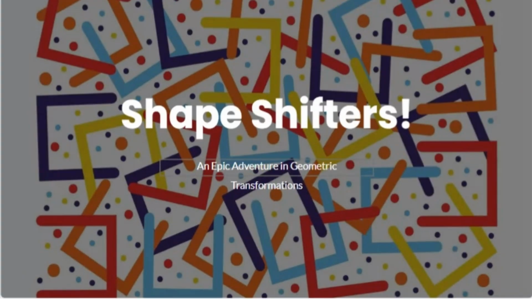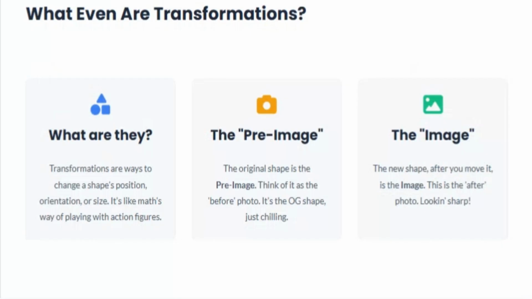Okay guys, in this video we are going to look at something known as geometric transformations, or just, in fact, shape shifters. So let's meet these transformations. First of all, transformations are ways to change a shape's position, orientation, or size.